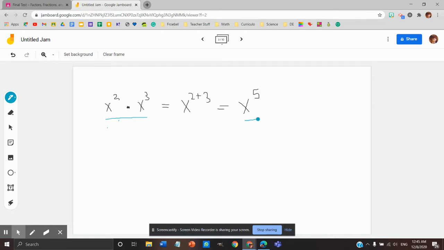Now, what happens if I'm not multiplying? What happens if I am dividing? That's a very good question. What happens if instead of multiplying, I have something that looks like this? x to the 5th power divided by x to the 2nd power. If you're multiplying, that means you're going to add your exponents. But if you're dividing, that means you're going to subtract them. So in this case, the first number is going to be 5 because it's the one on the top. And from that one, you're going to subtract the number that is on the bottom, in this case 2.